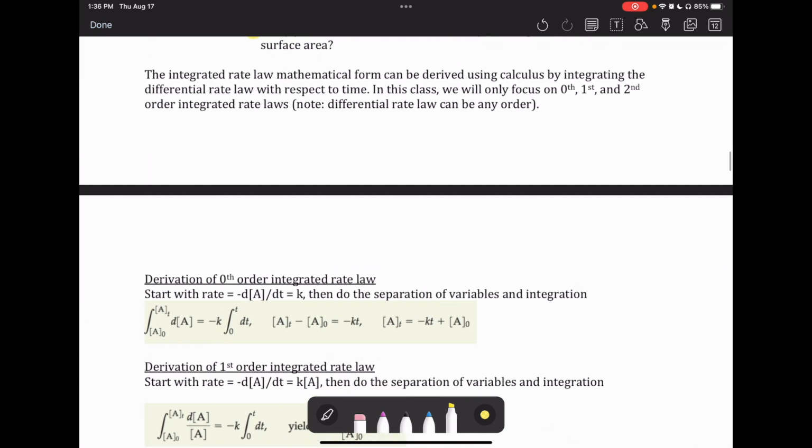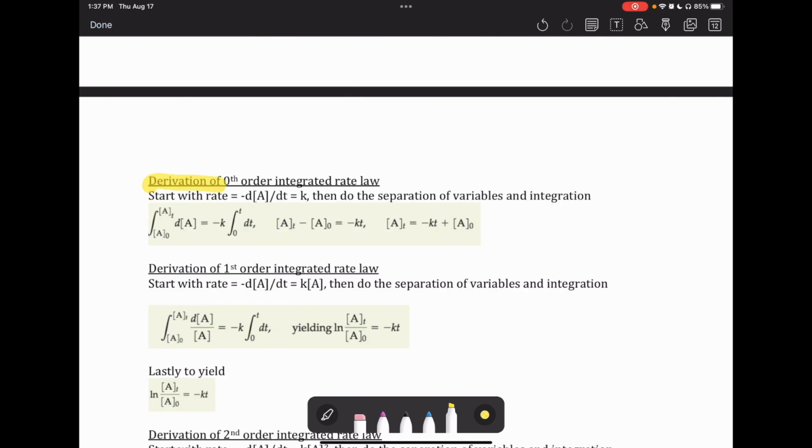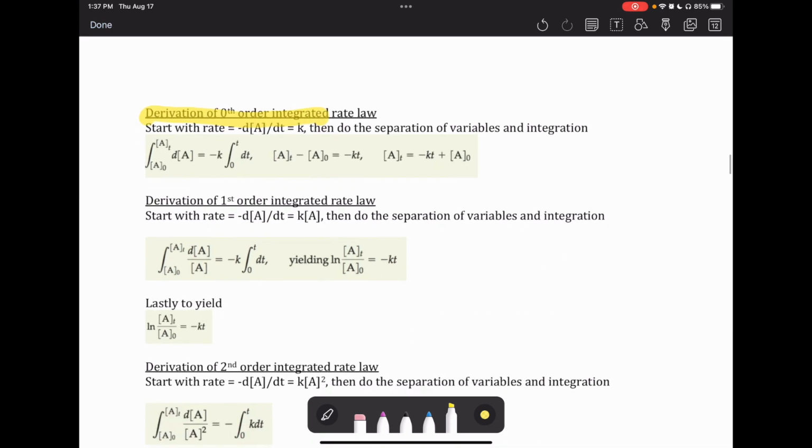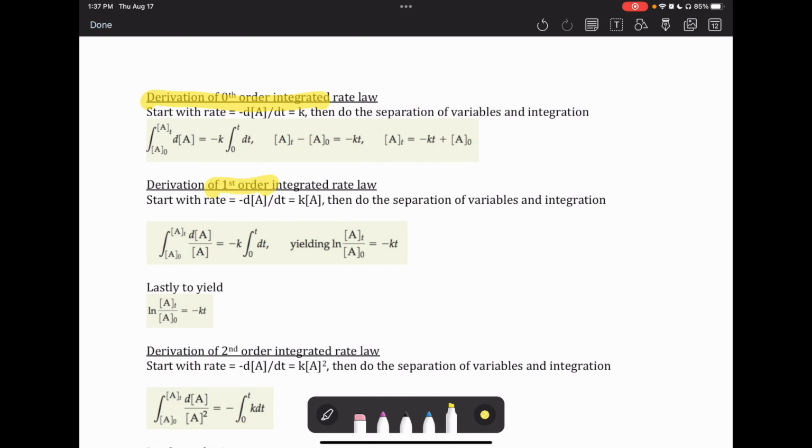Now, the reason it's called the integrated rate law is because you can get the equation by doing what's called integration, which is an operation in calculus. In this class, you're not required to have taken calculus, so the equations will just be given to you. However, I will quickly derive one of them just to show you the steps of how we get this equation. I'm going to derive it for the zeroth order, and then for the first and second order, it'll be the same steps. It's just that the integration will yield different types of equations.